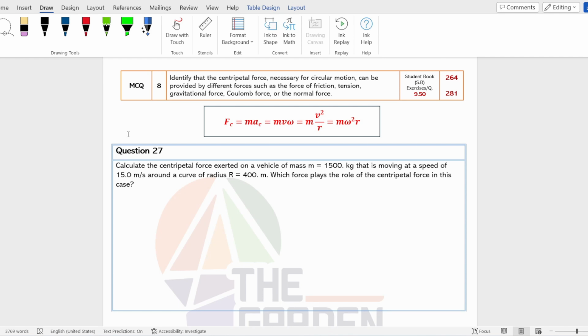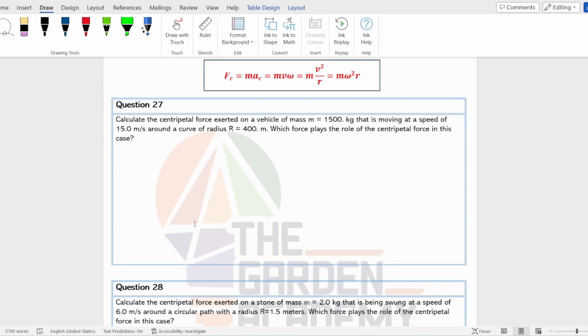Let's start now with question 27. In this question: calculate the centripetal force exerted on a vehicle of mass m equal to 1500 kilograms that is moving at a speed of 15 meters per second around a curve of radius r equal to 400 meters. Which force plays the role of the centripetal force in this case?